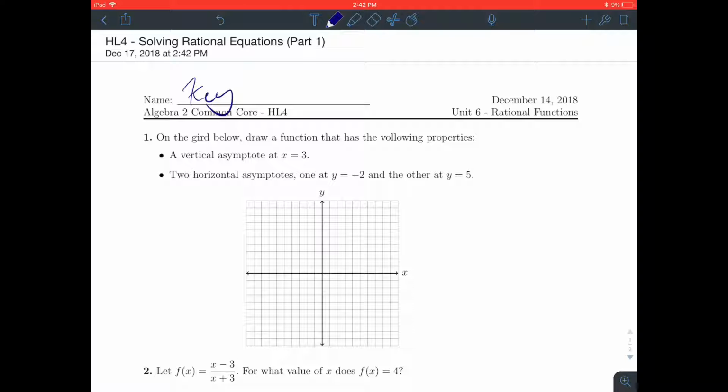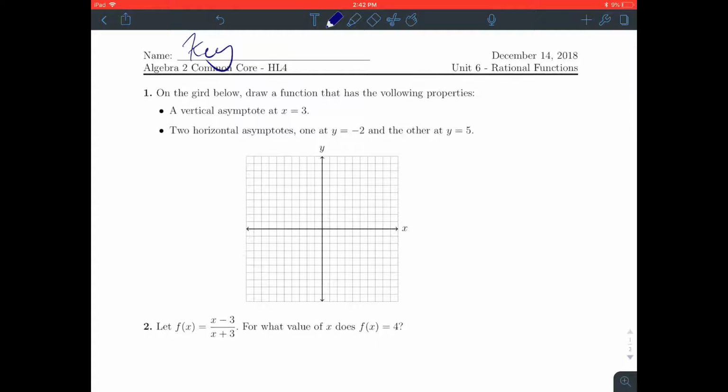From Unit 6. So in the grid below, draw a function that has the following properties. A vertical asymptote at x equals 3. So we'll go to 3 on the x-axis. We'll draw our vertical asymptote.